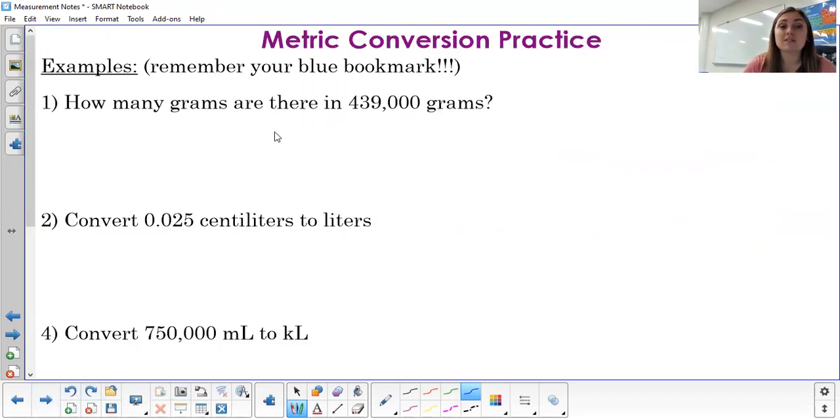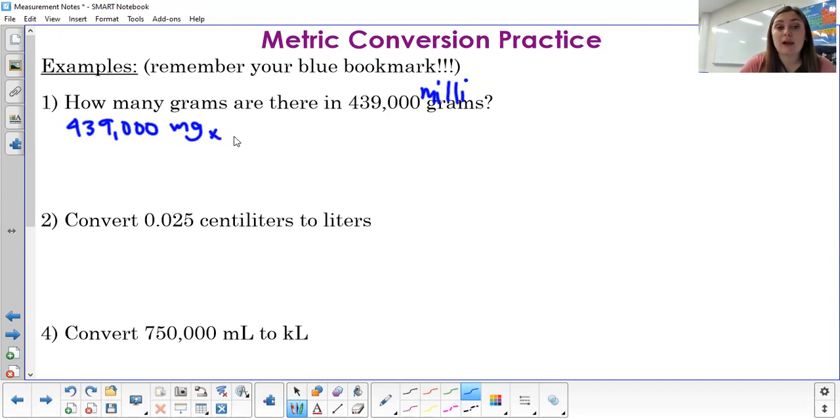Now, remember that you have access to your blue bookmark, and that should help you, especially with this first problem here. Oops. It says, how many grams are there in 439,000 grams? This is supposed to say milligrams. My bad. How many grams are there in 439,000 milligrams? So let's start with that number that we have. We know that there are 439,000 milligrams, and we want to convert that to grams.